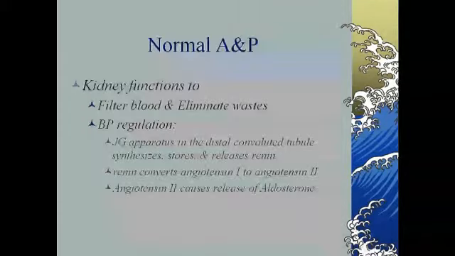And when you're talking about the kidney, you have to think about what the kidney normally does. We know it filters the blood and eliminates waste. That's all we usually think about when we do that. But it also is very important in blood pressure regulation. The juxtaglomerular apparatus, the JG apparatus, is in the distal convoluted tubule. That synthesizes, stores, and releases renin when necessary.